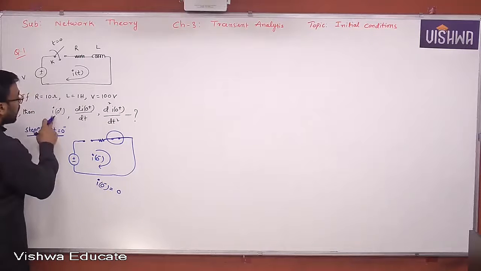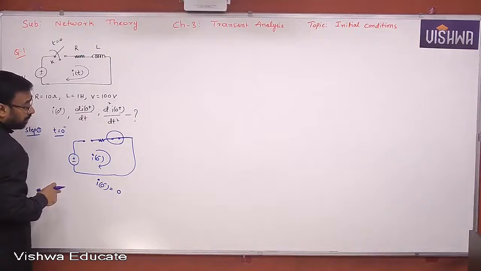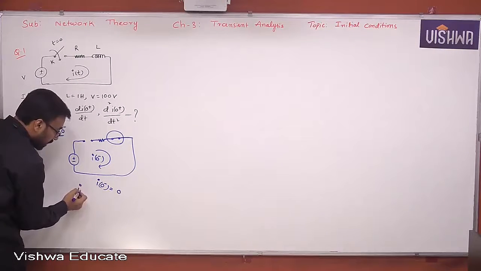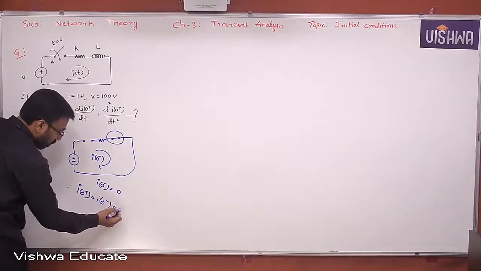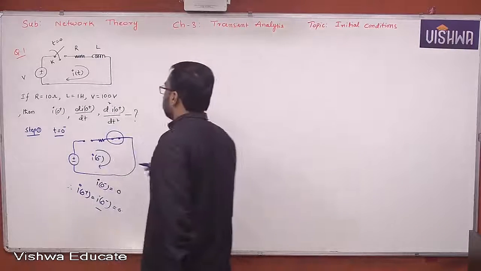And he's asking for i(0+), but what is i? Look at this. i is the current through the inductor. Current through the inductor may not change instantaneously. Therefore, i(0+) is equal to i(0-), which is equal to 0. Understand all of it? So you got the first answer here.